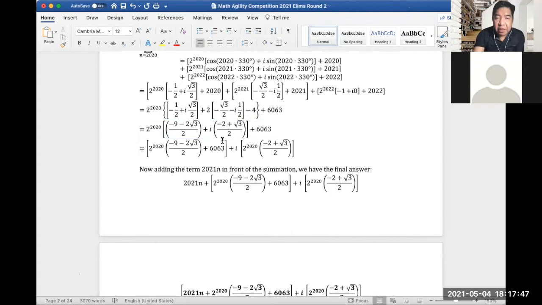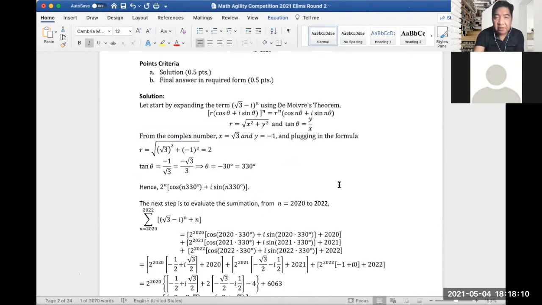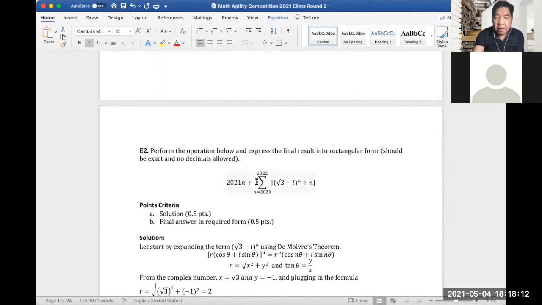So rearranging them, we can combine the 6063 to the first part of our equation. So I then distributed 2020 again to both of the terms. So you can see 2020 here in the first term, and then the imaginary part will also have 2 to the 2020, I mean. So now we're done with the summation part. So we have evaluated this part.